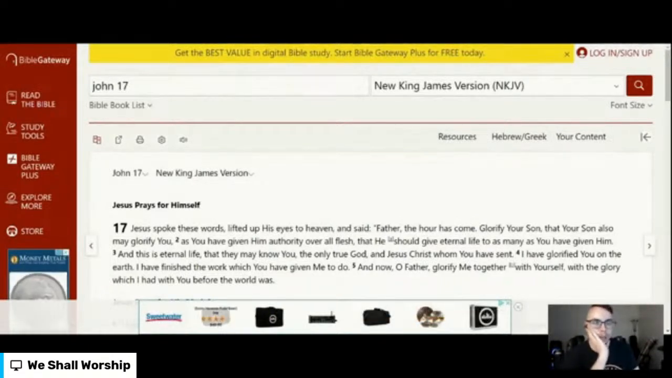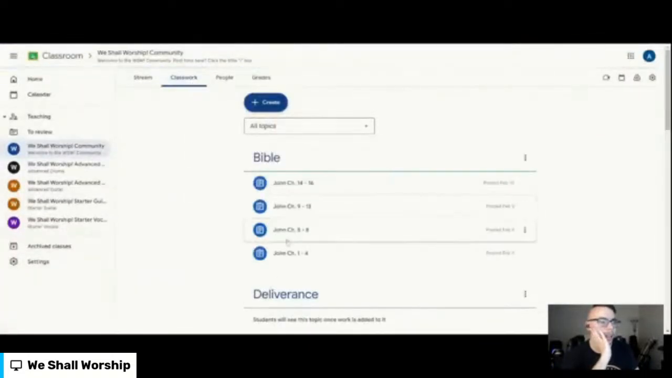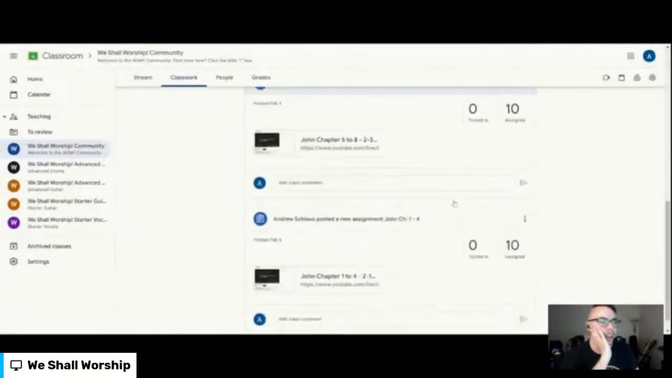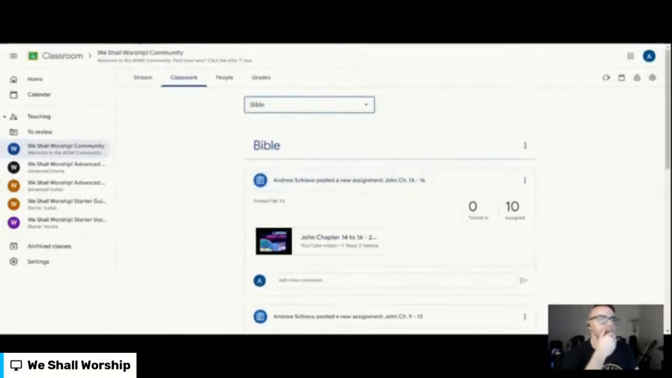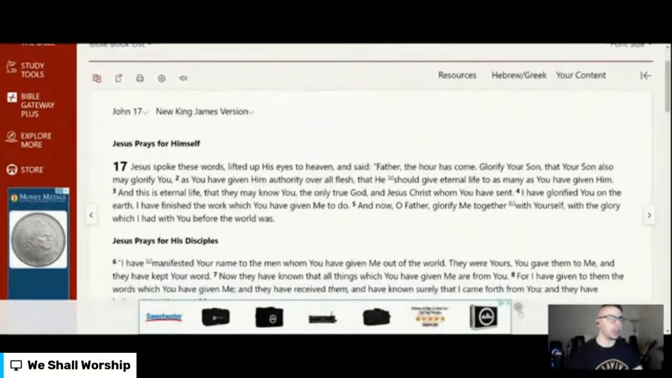But if you go to the community room, okay, you're going to go to classwork. And look at that Bible. Look at the Bible. It's right there. So we made it to chapter 16, so we're going to go over to chapter 17 now, okay? Let's pray it in. Okay, here we go.